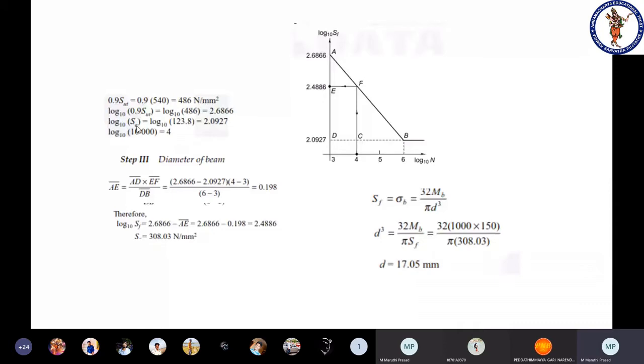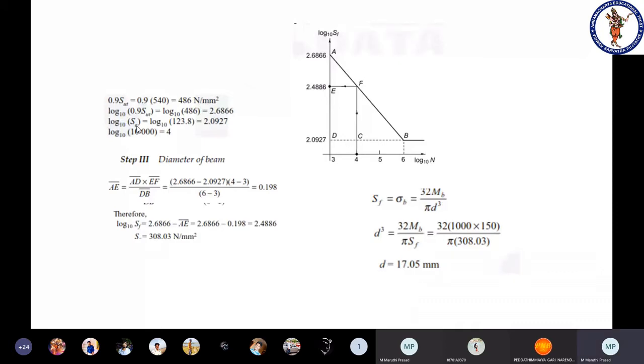If they have given life, from life we can calculate fatigue strength, or if they have given fatigue strength, from that we can get the life. So it is very, very simple. We have solved 4 or 5 problems. Maybe you have understood the process.